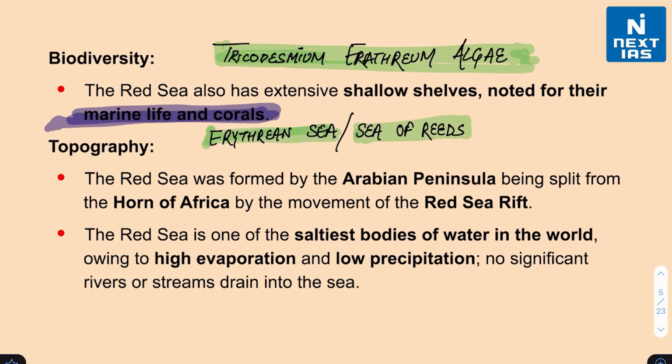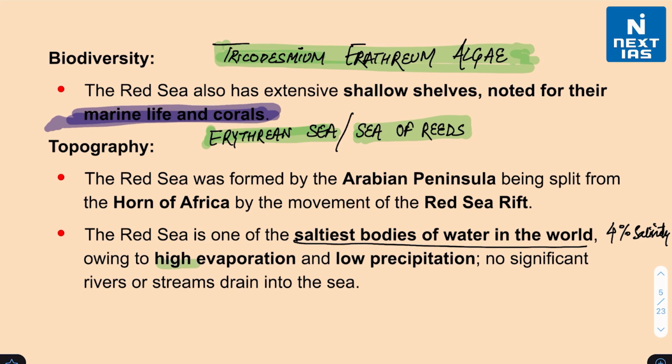If we talk about the topography, the Red Sea was formed by the Arabian Peninsula being split from the Horn of Africa by the movement of the Red Sea Rift, as we have discussed. The Red Sea is one of the saltiest bodies of water in the world, and its salinity is greater than the world average, at about 4%.